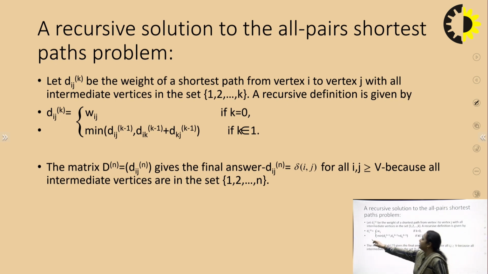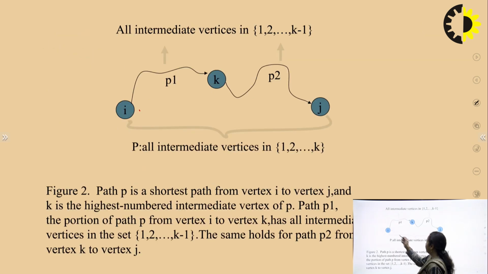So this is the recursive formula which is going to be used in the algorithm, that is w_ij if k is equal to 0, means if there is no k, no intermediate node between i and j, then the weight of i to j is the only cost. If suppose there is no k node present here, then I go to j from i directly, and if the cost of i to j is 5, I have to pay 5 only.